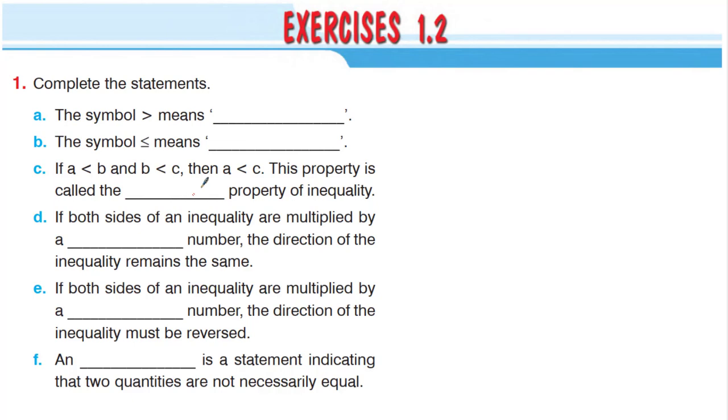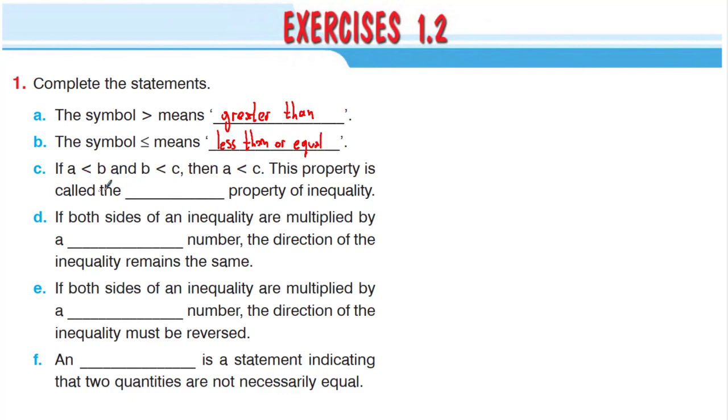Today we will continue solving problems from exercise set 1.2. Complete the statements. The symbol, this one, means greater than. Well, it's not "or equal" because the equal sign is missing. Like in the second case here, we have this symbol which also involves an equal sign. So this one will be less than or equal.